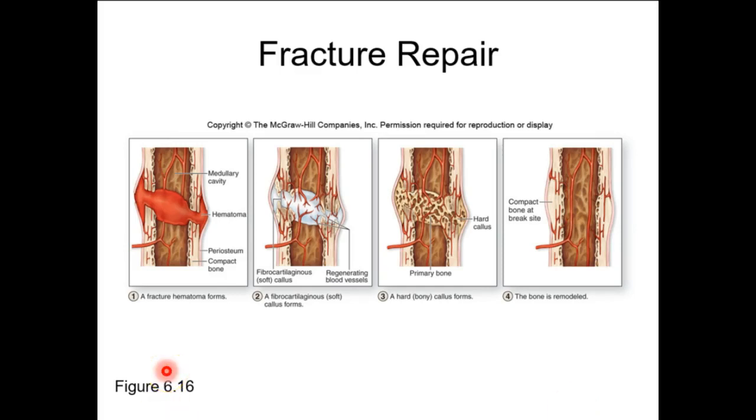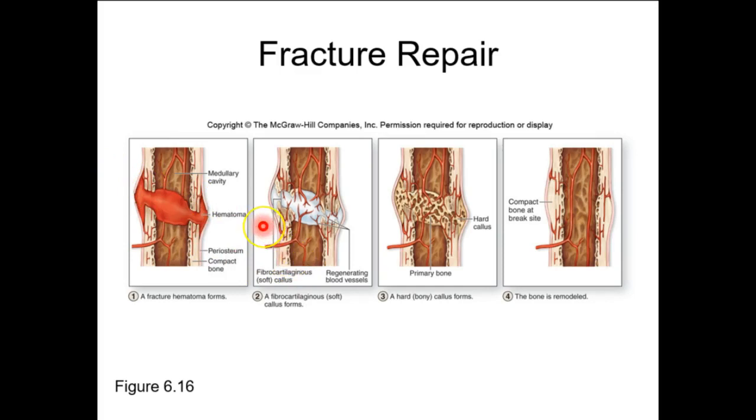Fracture repair, just 4 steps, pretty easy. First thing that happens when you break a bone is a hematoma forms. It's a fracture hematoma. A hematoma, again, is a collection of blood cells, basically. And then that forms there. It solidifies a little bit. At this point, it's definitely not weight-bearing.